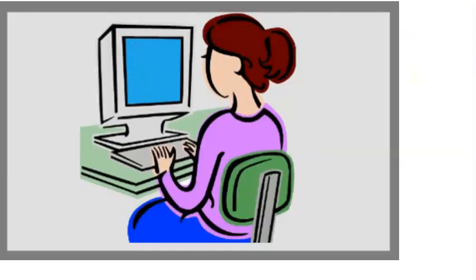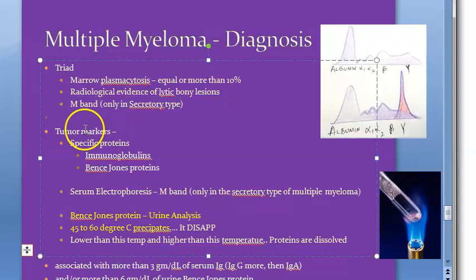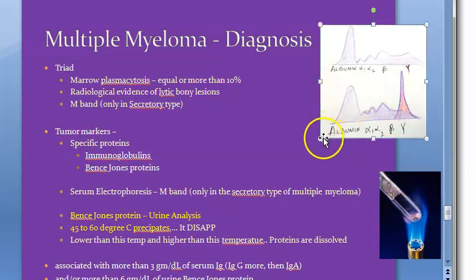Guys, are you sleeping? Is it going into your head? Wake up, wake up. Let's go back to multiple myeloma. We are just taking a recap of our multiple myeloma slides. Tumor markers, you will have immunoglobulins, Bence-Jones proteins. Remember, this is a tumor of bone. Okay.